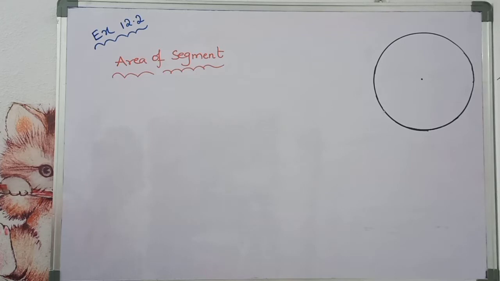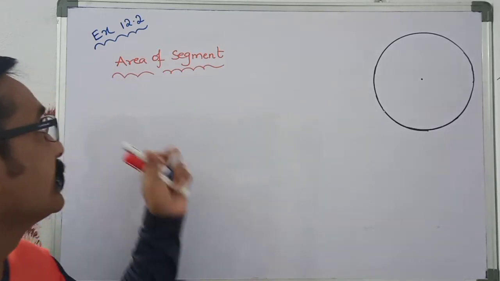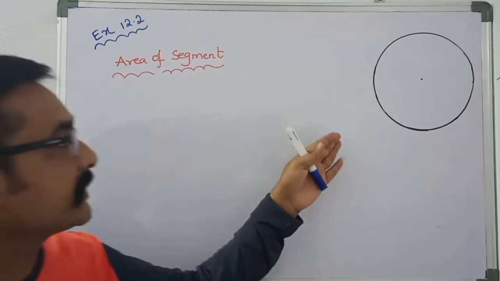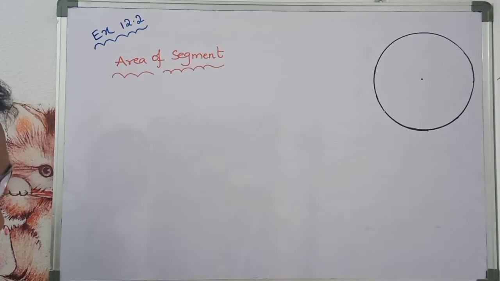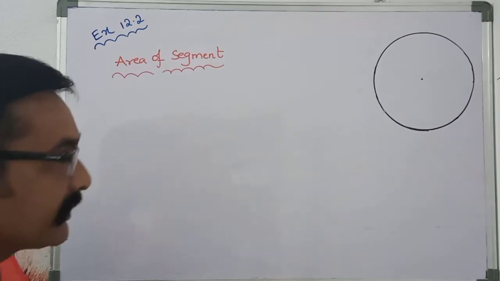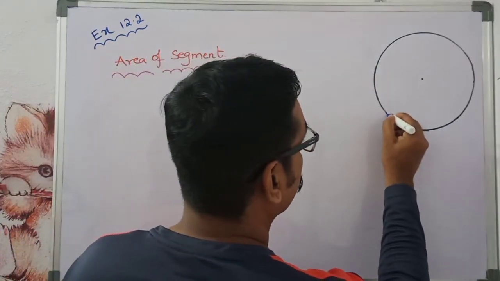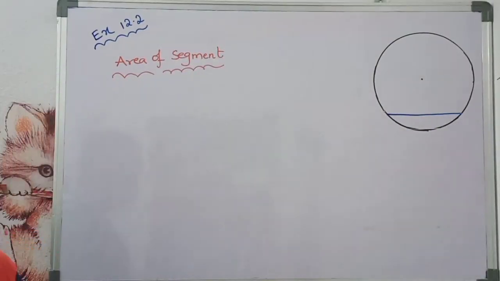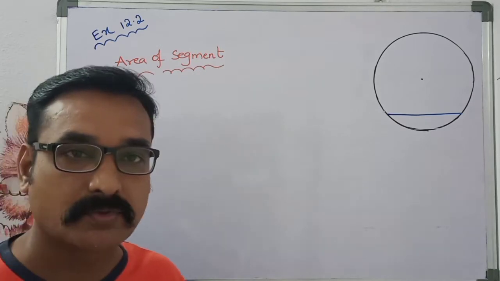Before attending exercise 12.2, first we have to learn about the area of a segment. What is meant by area of a segment? Take a circle and draw one chord. What is meant by a chord? The line segment which joins two points on the circle is called a chord.